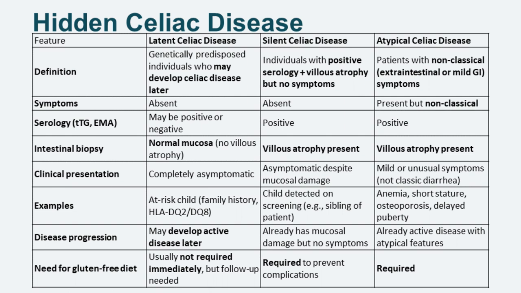Atypical celiac is the ones who come with an extra intestinal manifestation such as iron deficiency, short stature, or osteoporosis, or hepatitis. And on endoscopy, they have villus atrophy present, they have a positive serology, but they do not have the classical GI symptoms of abdominal pain or diarrhea. And they also require a gluten-free diet.